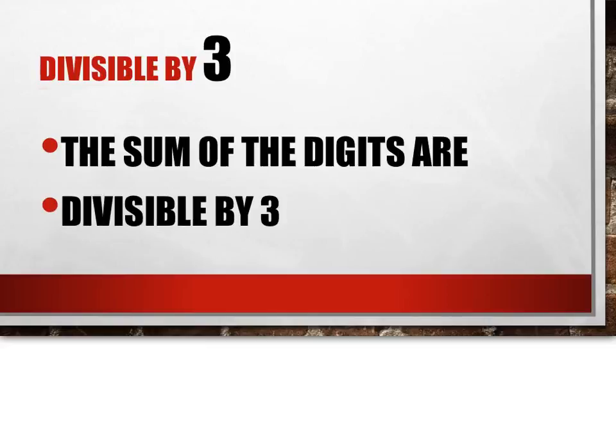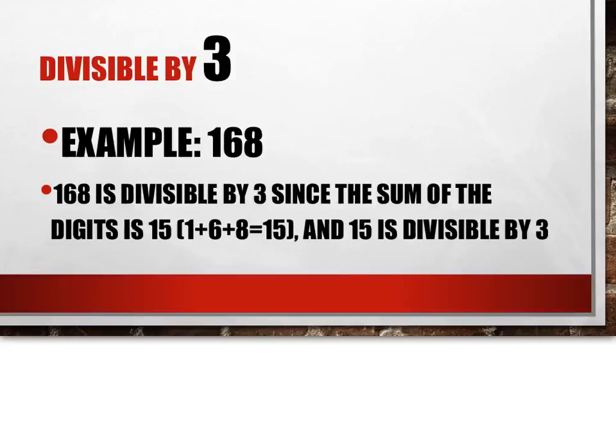Here's the next rule. We're going to find numbers that are divisible by 3 now. In order to find that, this is going to be the sum of the digits. We're going to add up the digits, and that number has to be divisible by 3. So now let's take a look at an example. Again, we're going to take a look at the number 168. We can say that number 168 is divisible by 3 because when we add up the digits, 1, 6, and 8, they equal 15. And 15 is divisible by 3.